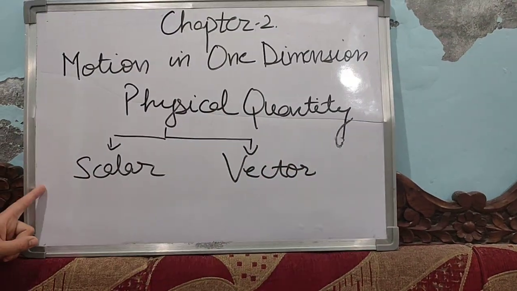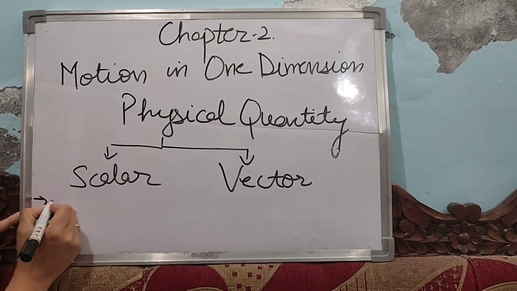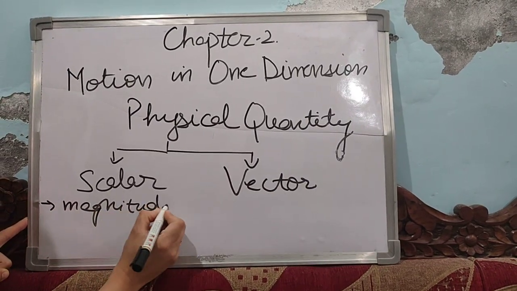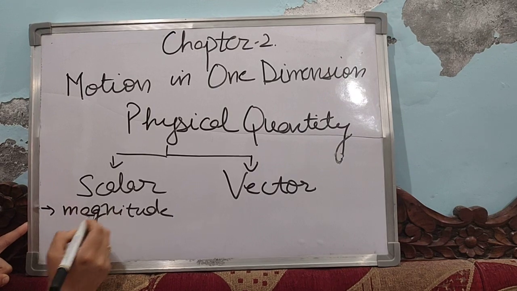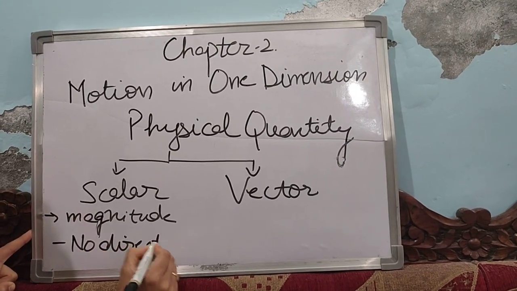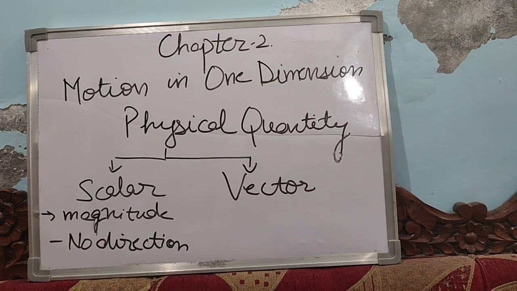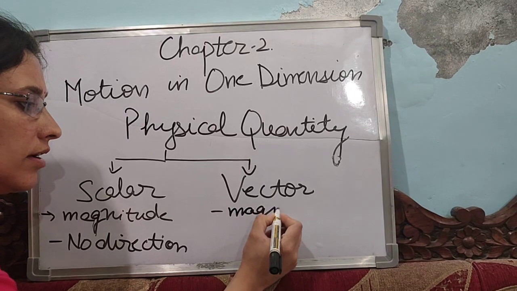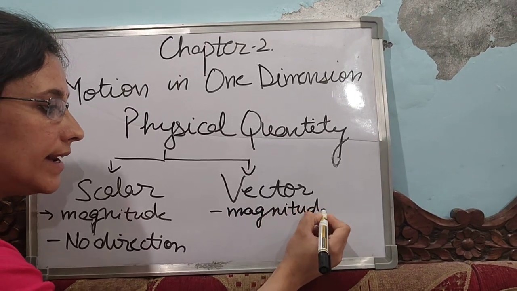Scalar quantities are those quantities which have only magnitude, means they have no direction. While vector quantities are those quantities which has magnitude as well as direction.